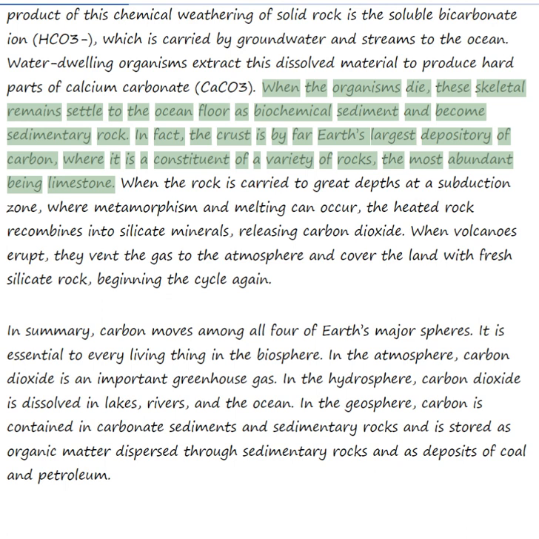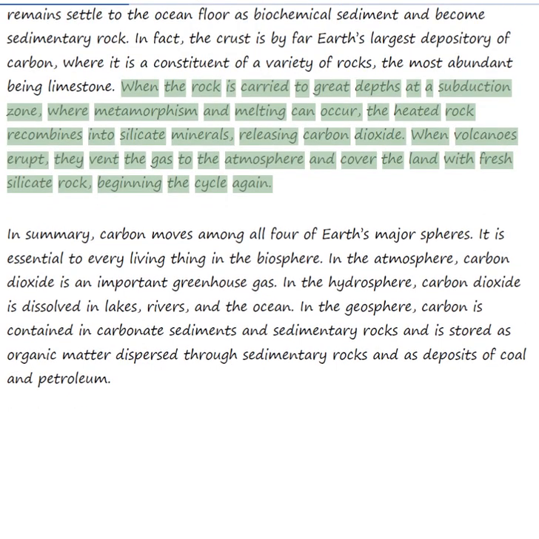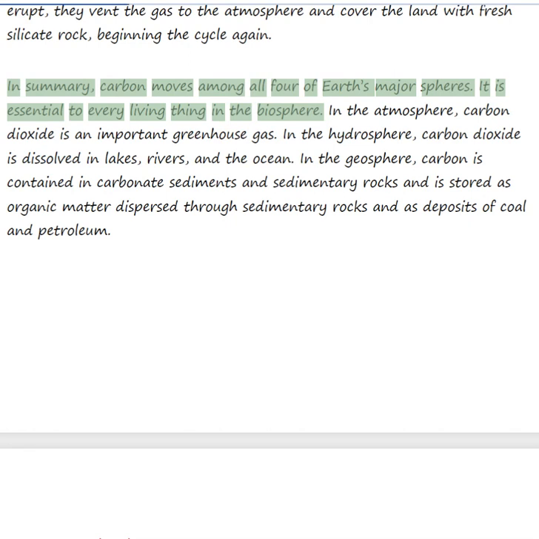In fact, the crust is by far Earth's largest depository of carbon, where it is a constituent of a variety of rocks, the most abundant being limestone. When the rock is carried to great depths at a subduction zone, where metamorphism and melting can occur, the heated rock recombines into silicate minerals, releasing carbon dioxide. When volcanoes erupt, they vent the gas to the atmosphere and cover the land with fresh silicate rock, beginning the cycle again. In summary, carbon moves among all four of Earth's major spheres.